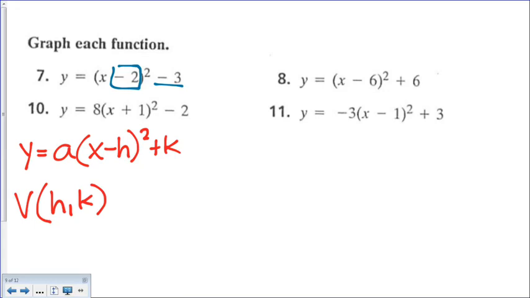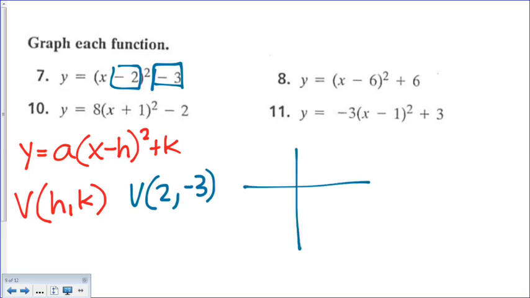So my actual vertex is not negative 2. My actual vertex is positive 2. Okay? So for number 7, my vertex is positive 2. And then I just take negative 3 at its word right here. So (2, negative 3) would be where my vertex is for number 7. Okay, if I were to do a rough sketch, (2, negative 3) would be right here-ish.